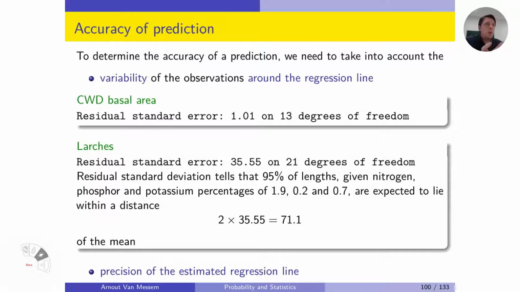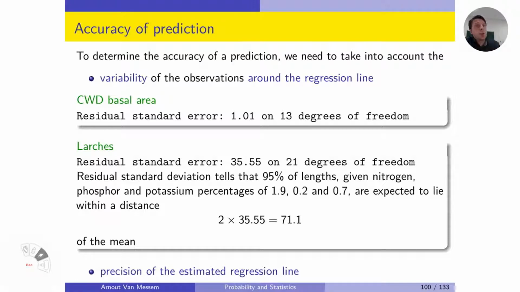So for predictions, there are two types of variability. On the one hand, you have the variability of the data points. So how are these spread around the regression line? Are they widely spread? Are they close by the line? Second is, how well did we estimate our model? So are the coefficients of the model itself accurately estimated?